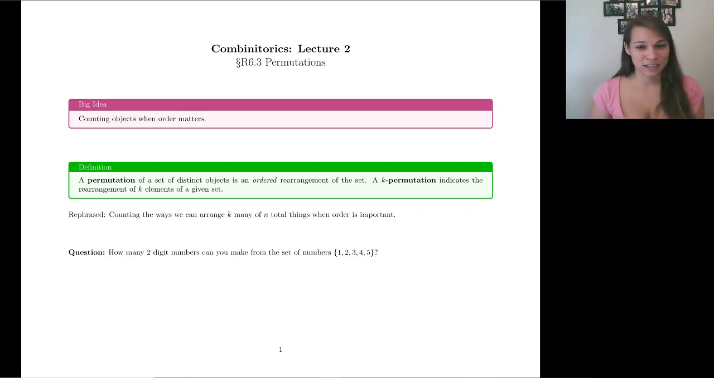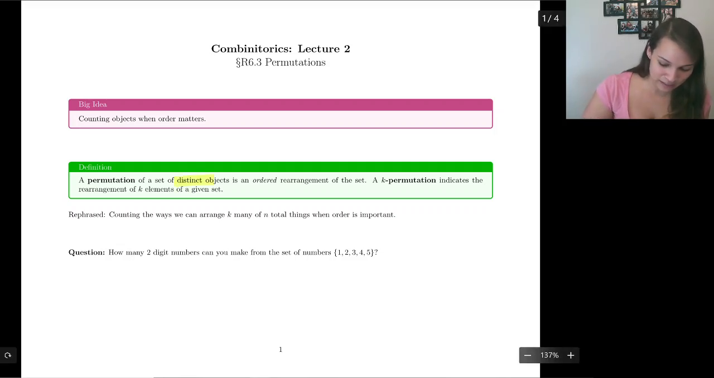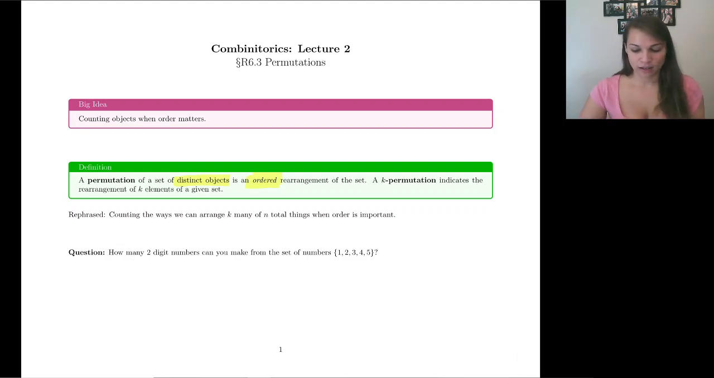We're going to be counting things when we care about what order they're in. Or said maybe a little bit more mathy, a permutation is a set of distinct objects in an ordered arrangement of the set. So we don't necessarily have to use all of those objects, and so we have something called a k-permutation, which is just the arrangement of k many of those elements. So if we rephrase this, we just want to count the number of ways we can arrange k many of n total things when we care about the order.